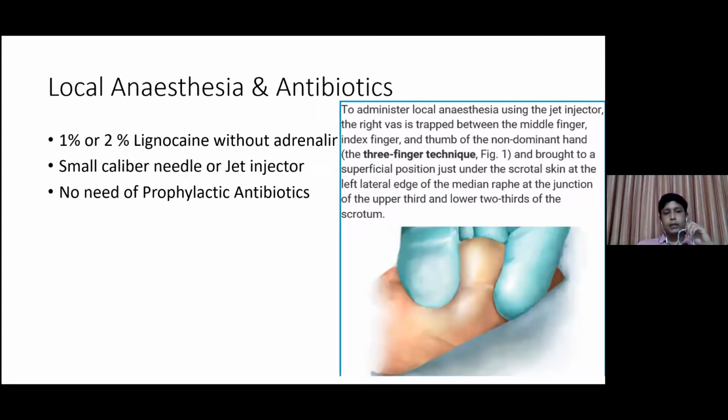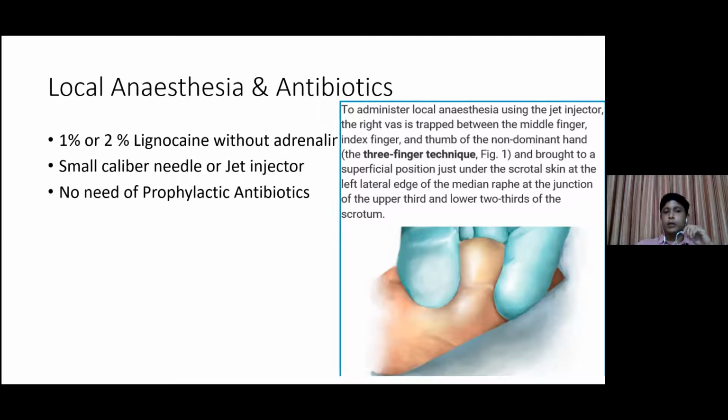So for anesthesia, mainly we can use local anesthesia. That is the recommendation if the patient has none of the previous indications: local anesthesia plus sedation can be given. 1 or 2% lignocaine without adrenaline. Why not adrenaline? I think we might be worried about the adjacent blood vessels.